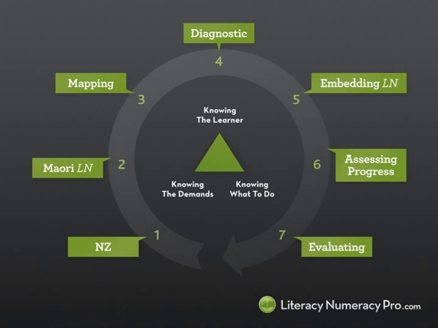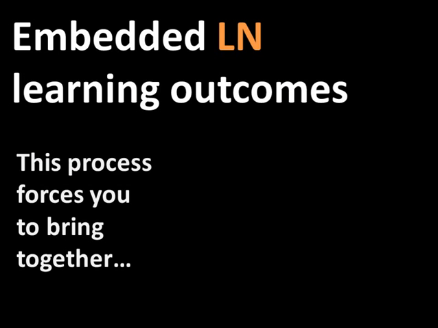As you know, the course tracks through 7 basic areas required by the unit standards and qualification. This presentation on designing and writing embedded literacy and numeracy learning outcomes relates to Part 5, Embedding Literacy and Numeracy. Like I said, we have a really simple and easy to follow way of writing learning outcomes. This process actually forces you to bring together 2 essential areas of your embedded training.